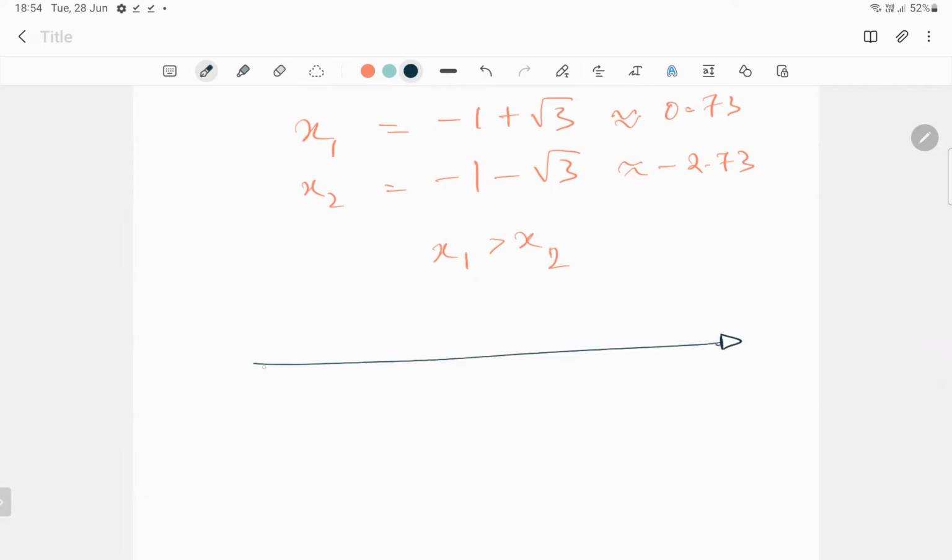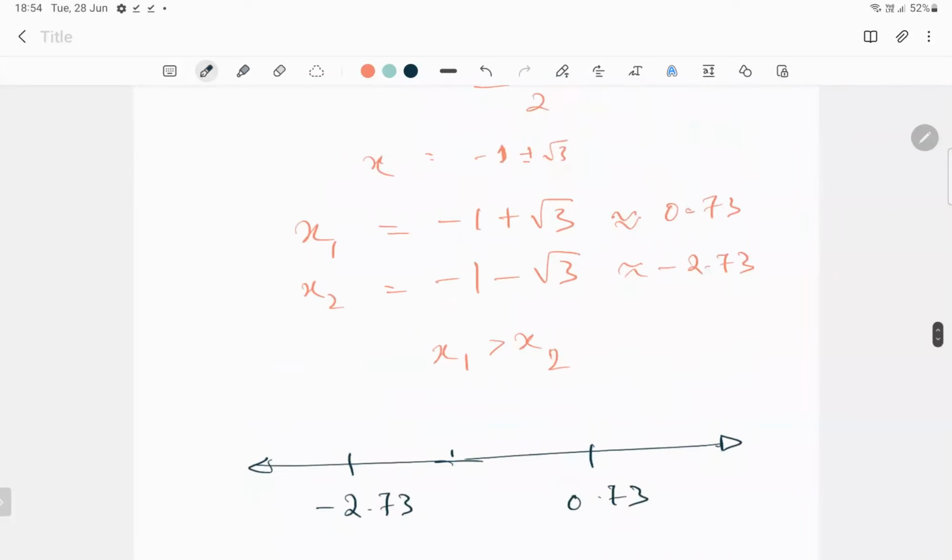Why I'm teaching you this, you will thank me for it later. We have three numbers. One is 0, but 0 is not required at all, so we can just delete it. This is minus 2.73 and here it is 0.73. These two values we are getting.